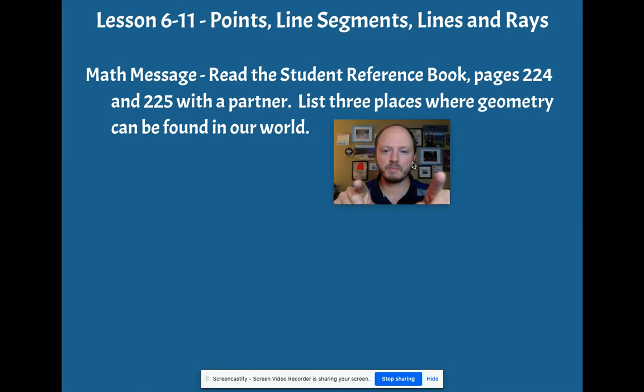But let's get back to that student reference book. How can we access it at home or at school? Well, at school, we do have the hardcover purple books. They look similar to our journals, but they are different. But when we're at home, we don't have those student reference books, but we do have Everyday Math Online. So let's take a look at that really quick.